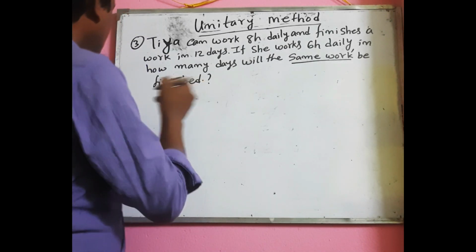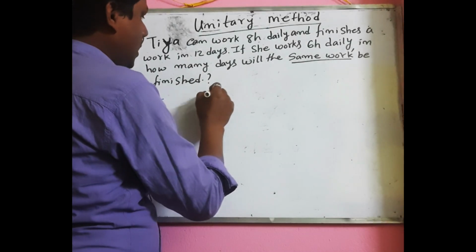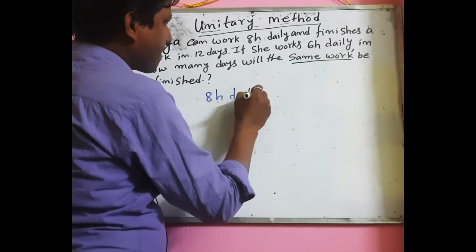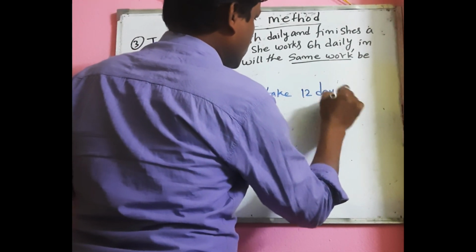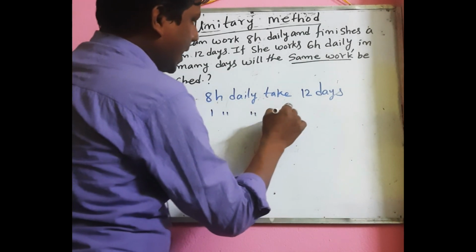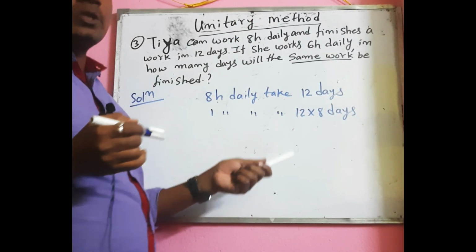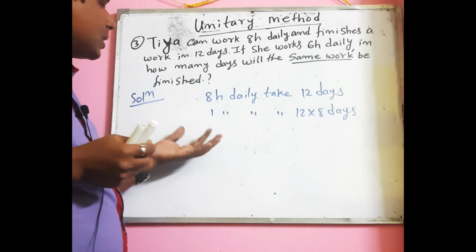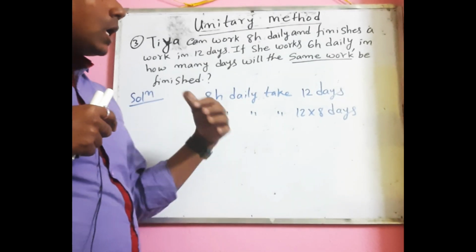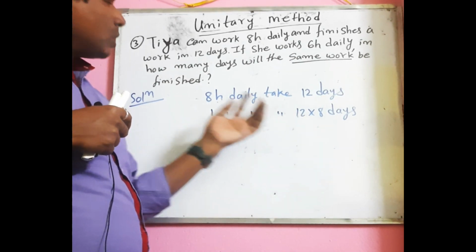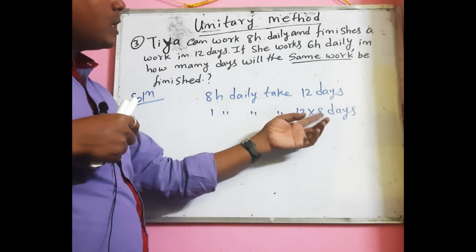Now according to our unitary method, 8 hours daily take 12 days, 1 hour daily takes... here multiplication is there, not division, because if she wants to finish her work in 1 hour daily, then she has to increase the working days. Because 8 hours daily take 12 days, 1 hour daily takes 12 into 8 days.